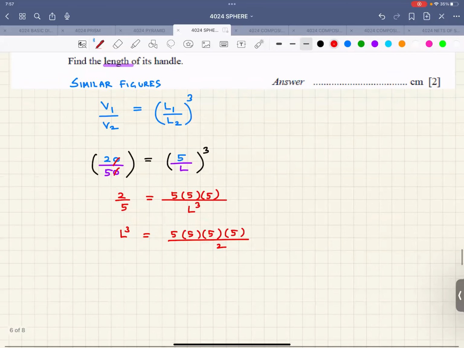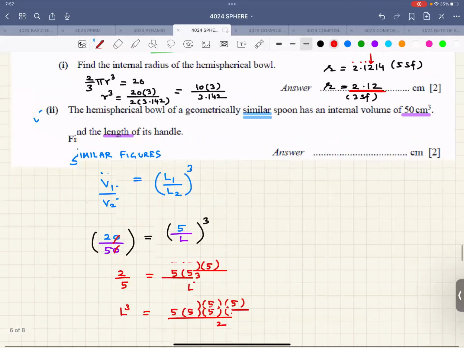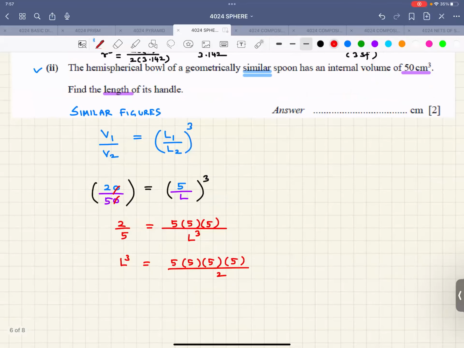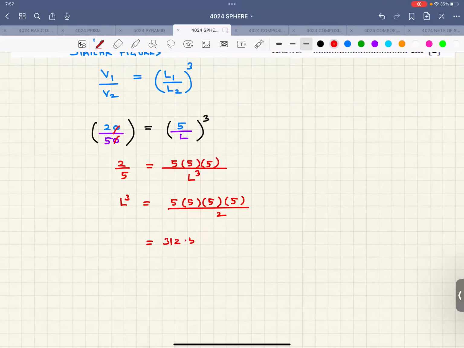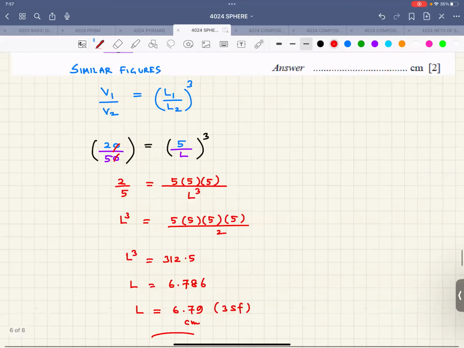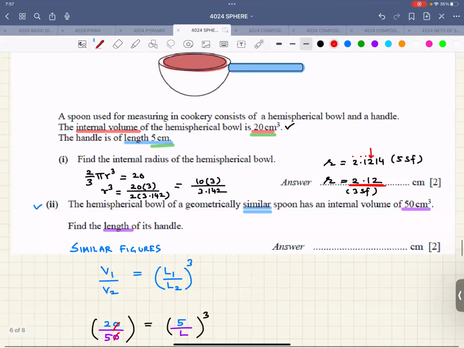I think I'll be needing a calculator. So therefore, 5 into 5 into 5 into 5, that is 625 divided by 2. That comes out to be 312.5. This is L cube. Therefore, L is cube root of 312.5. That comes out to be 6.786. Rounded off, that is 6.79, correct to 3 significant figures. Don't forget to write centimeters. Centimeters is already written over here.